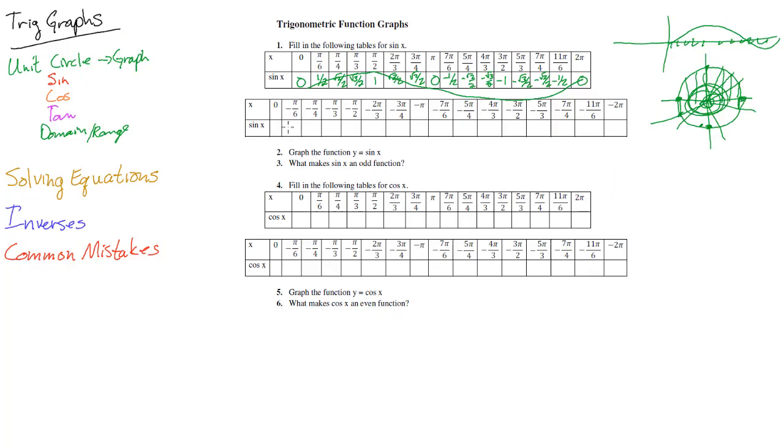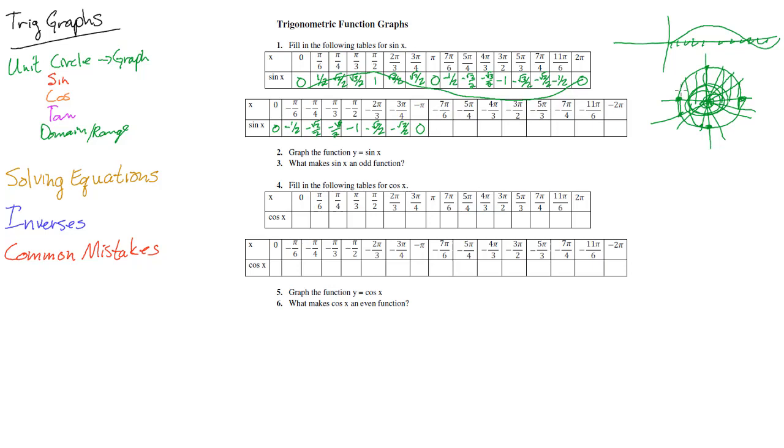So if this is 0, negative pi over 6 means we're down here, so we're at negative 1/2, and we get smaller. Negative square root of 2 over 2, negative square root of 3 over 2, negative 1. And then once we hit that point, we start coming right back up. So we're at negative square root of 3 over 2, negative square root of 2 over 2, negative 1/2, and then 0. So we're exactly opposite of these guys.